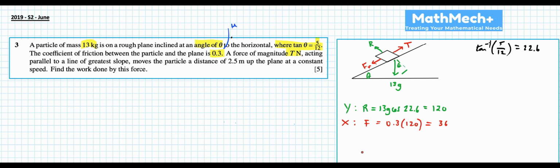And then, of course, just following that, I'll find T. So T is equal to that 36 plus 13g sine 22.6. So 130 times sine 22.6. So T is equal to 86 newtons. And that's as far as Unit 4 takes us with friction, as you probably know.